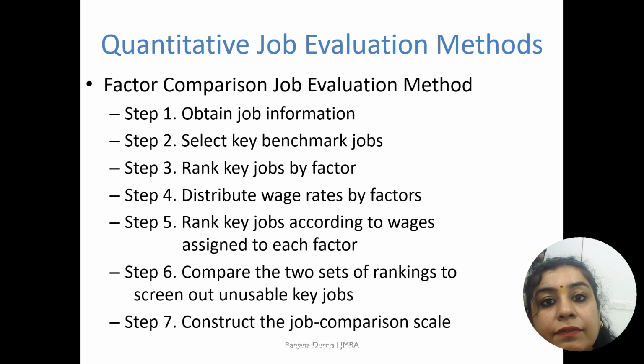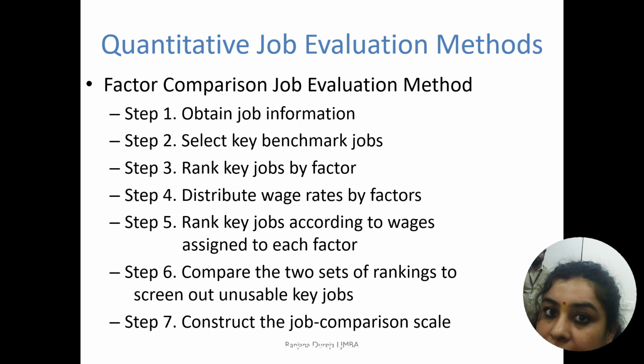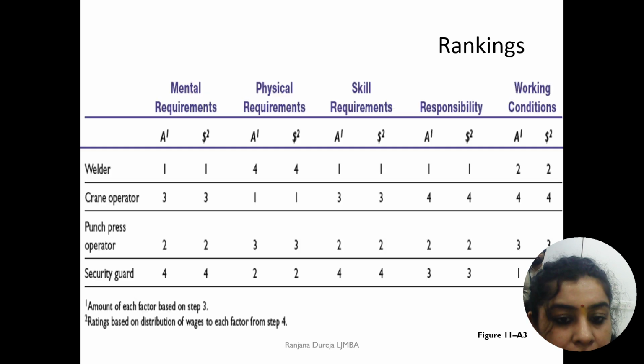When we are comparing, we come to know that those whose ranks are higher, their compensation is more, and those whose ranks are lower, their compensation is less. So that's how we do the factor comparison method, on the basis of ranking and the wage rate which we have assigned to each compensable factor. That's how this method completes. Let's understand with the help of a figure.